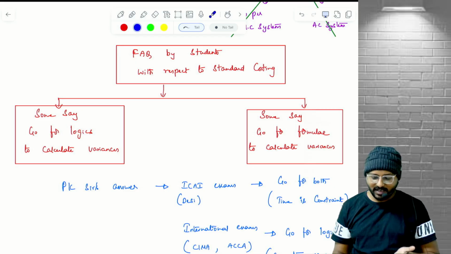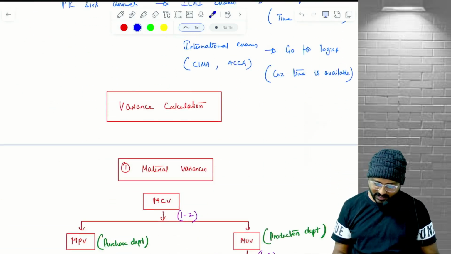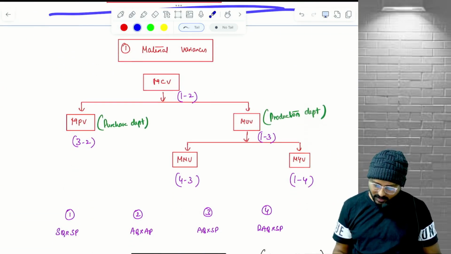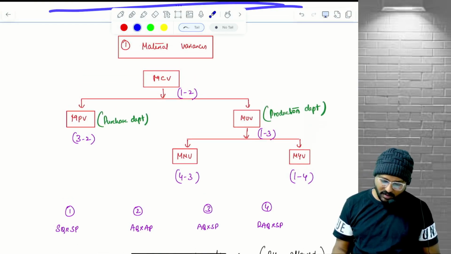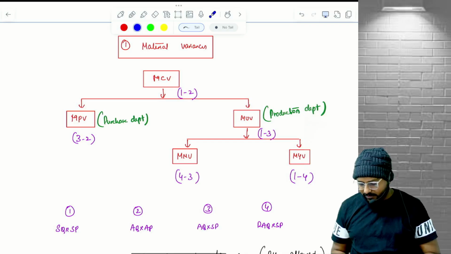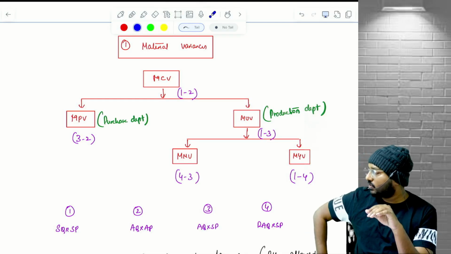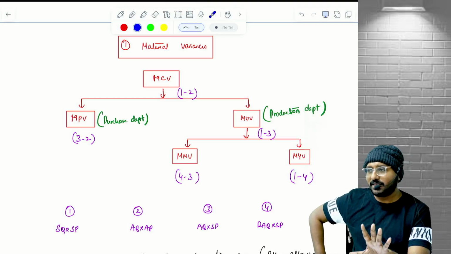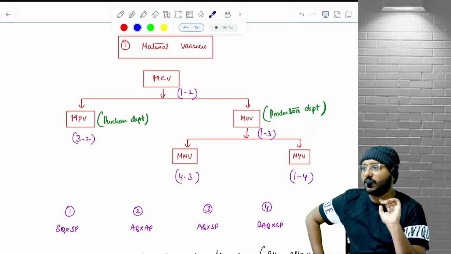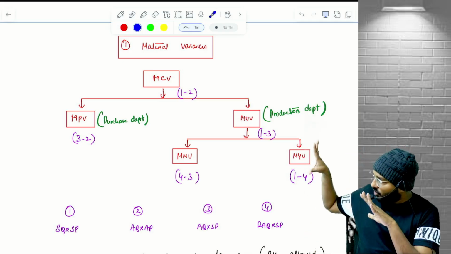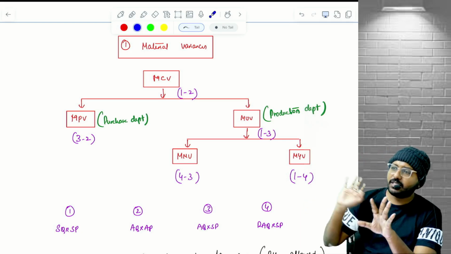Fantastic. Now let's start with the variance calculation. We'll start with the first one. First we'll try to learn the formulae. After that, we will present the answers according to ICA only. But to do that, first we need to go through this methodology. Only then it will be easy for us.